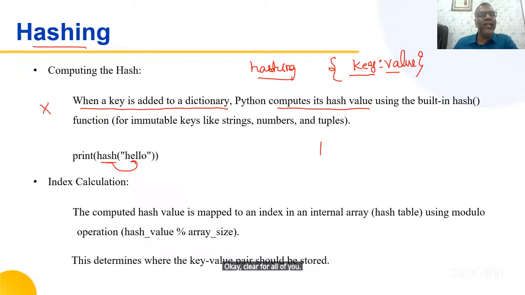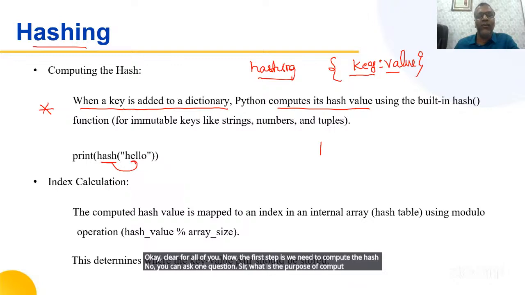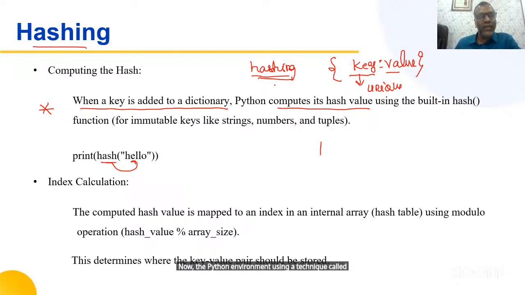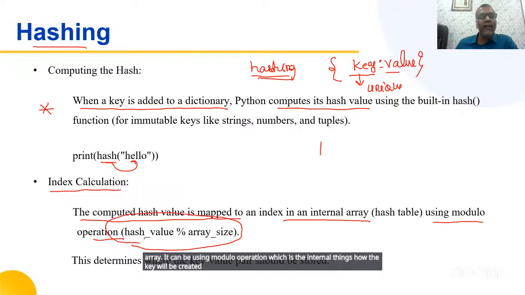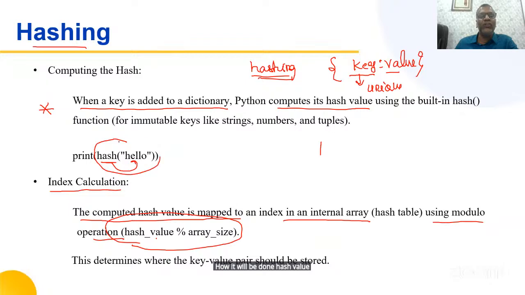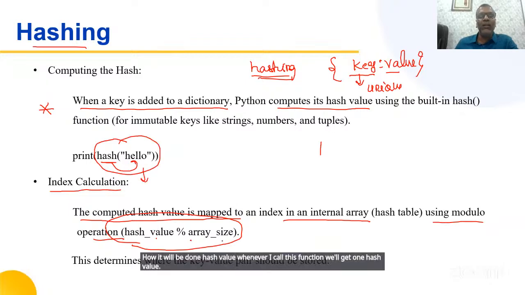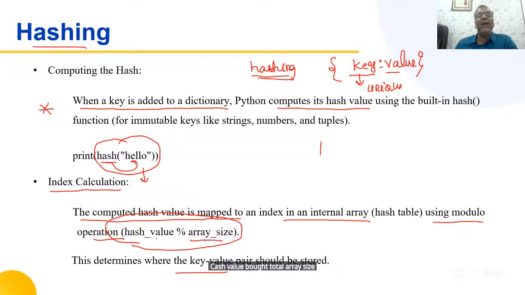Now, the first step is we need to compute the hash. You can ask one question: sir, what is the purpose of computing the hash? Because every key is unique. In order to create unique keys, the Python environment uses a technique called hashing. Now, how is hashing used for indexing? The computed hash value is mapped to an internal array, using a modulo operation. This is the internal working of how the key will be created. Whenever I call this function, I will get one hash value. Hash value mod total array size will give me the hash key.